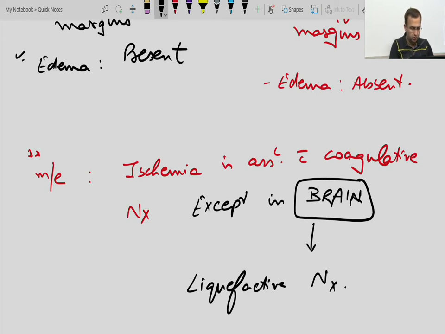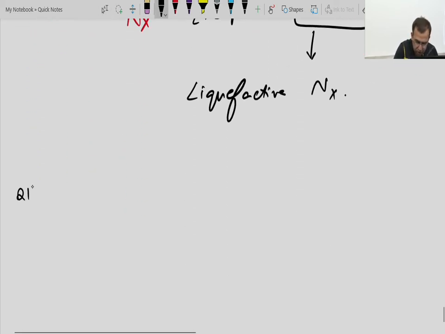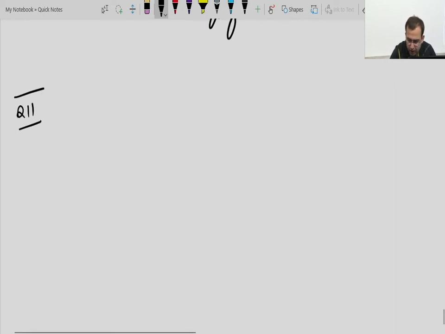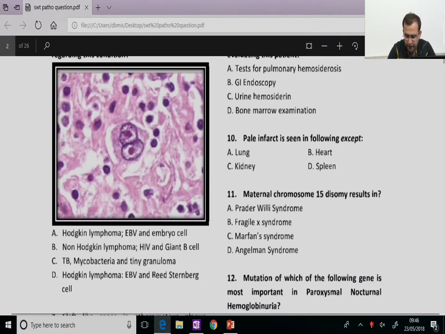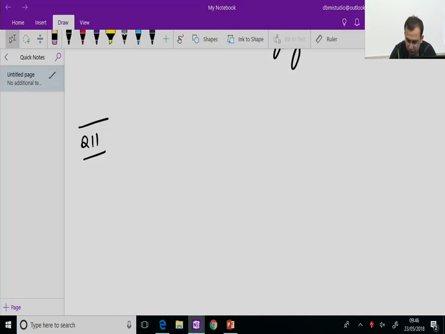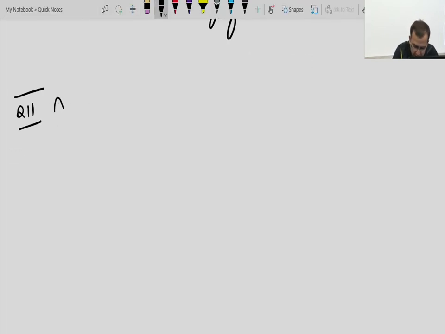Done. This is infarction, red infarct versus white infarct. This gets us to the next question, question number 11. Maternal chromosome 15 disomy results in Prader-Willi syndrome. Results in A, that is Prader-Willi syndrome.